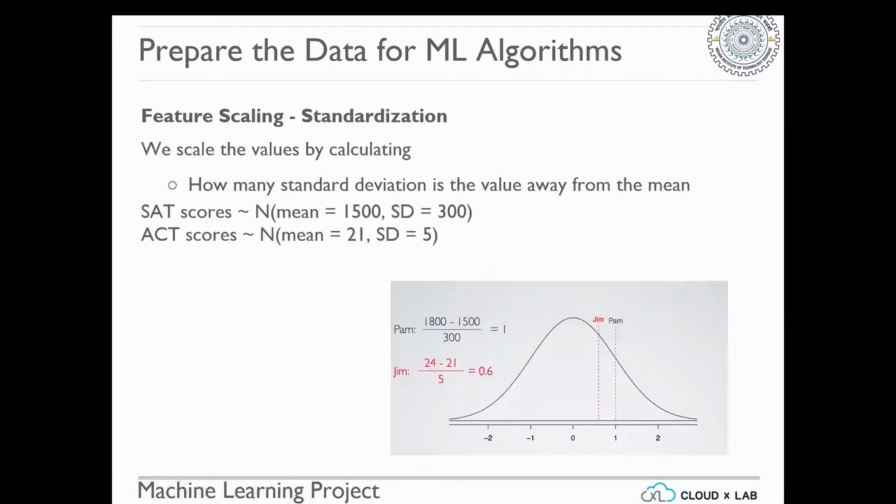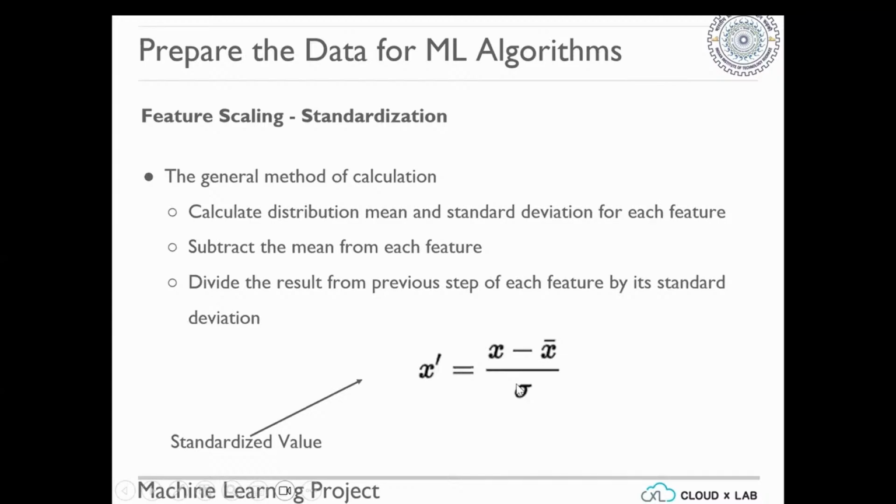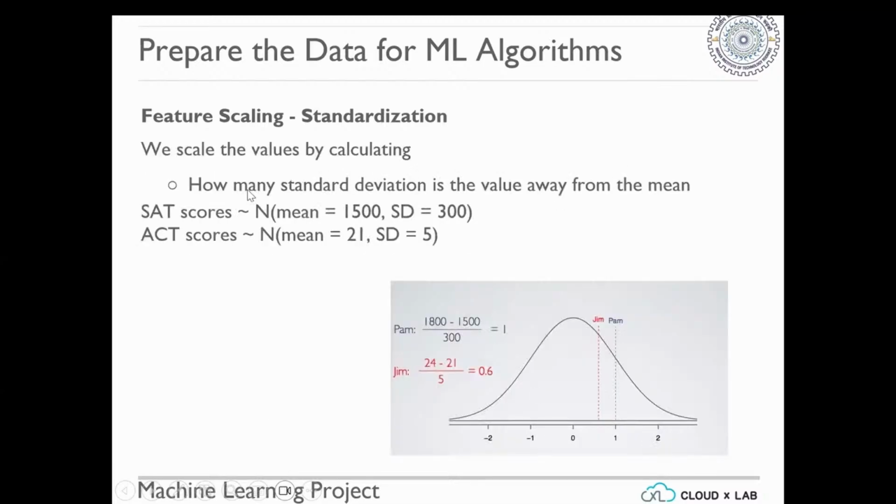Yes. So in standardization, what exactly are we doing? We are doing x minus mu divided by sigma, so we are calculating how many standard deviations the value is away from the mean. Since we are dividing this value by sigma, it will calculate how many standard deviations the value is away from the mean, right?